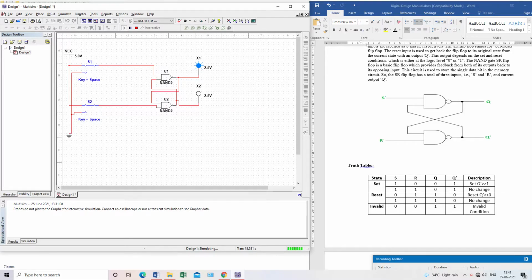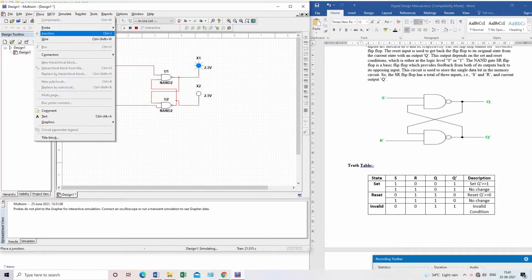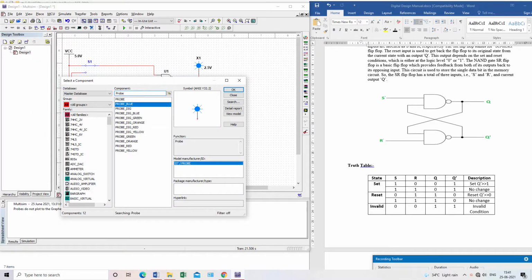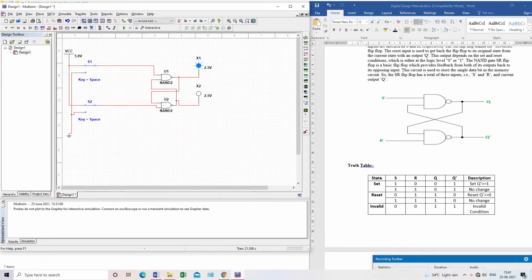Using this SR flip-flop only, you have to design the JK flip-flop. In the JK flip-flop, you need one extra clock pulse. You can use one clock pulse from here. Stop the simulation, go to components and go for clock. You will get clock current and clock voltage. You can place either of these as the clock pulse, or you can place this switch also. You make it 1 whenever you need the output, you make it 0 whenever you don't need the output. So this is how you have to develop the flip-flop.